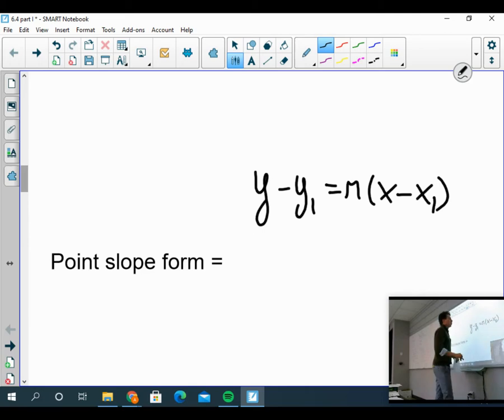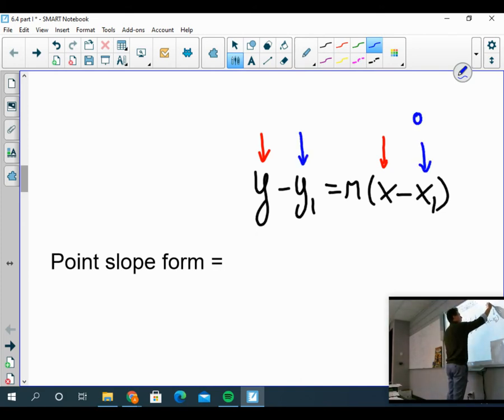Well, what you're going to do, and really why I changed some of the labels, is you are going to leave the y and the x as they are, kind of as we do in slope-intercept form and in standard form. Y and x are just y and x. You will plug your point in for y1 and x1.